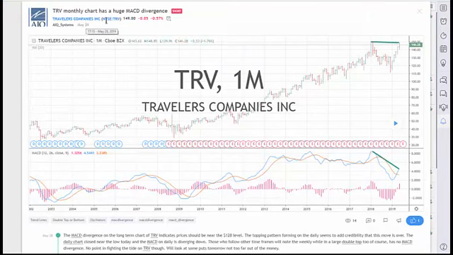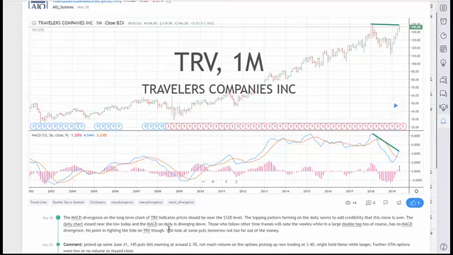This was on May 28th. It was a monthly, a long-term divergence. You can see the double top in place. The MACD is strongly diverging from that double top. The slope indicates the price should be around about 128. And I wrote on May 28th, the MACD divergence on the long-term chart of TRV indicates prices should be near the 128 level. The topping pattern forming on the daily seems to add credibility that this move is over. The daily chart closed near the low today, and the MACD on daily is diverging down. Those who follow other time frames will note the weekly is in a large double top.